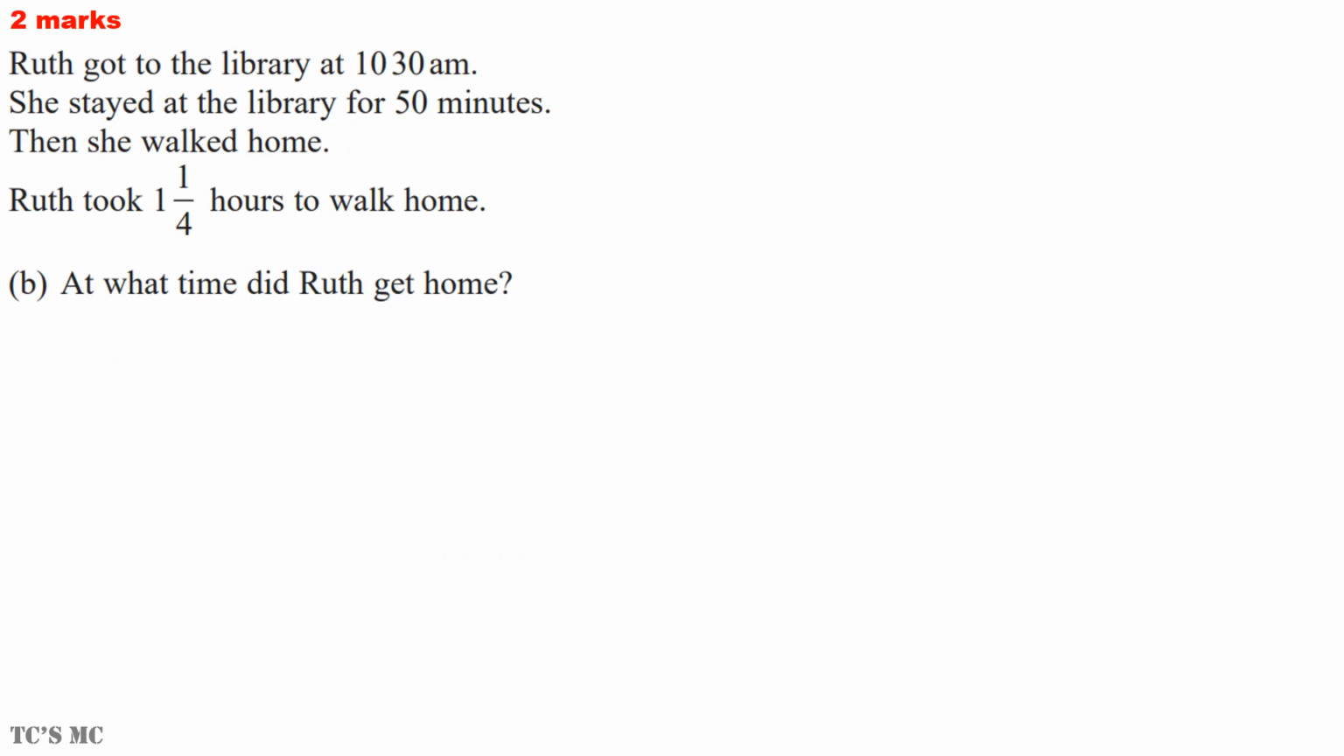Ruth got to the library at 10:30. She stayed there for 50 minutes, then she walked home. Ruth took 1.25 hours to walk home. Right, to get the first mark, we need to be adding at least the 50 minutes onto the 10:30, so I'll start with that. I'm going to use a number line approach.